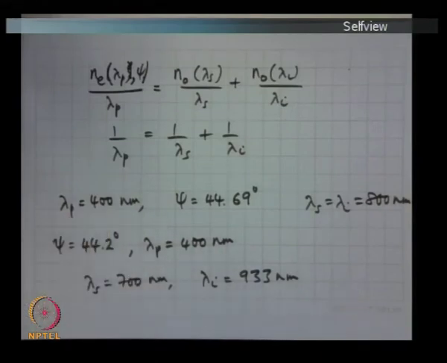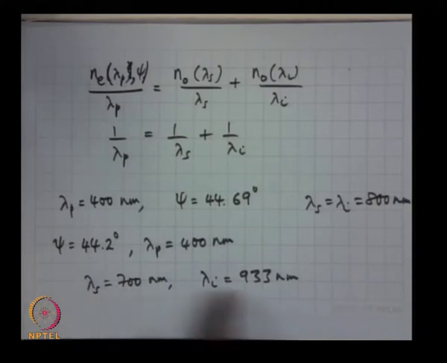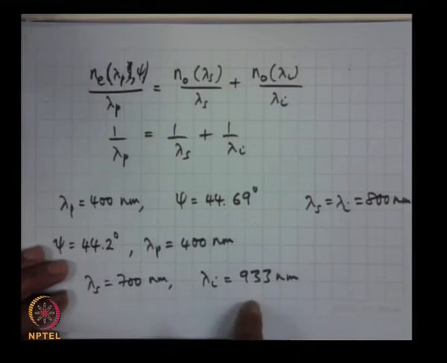If I am talking about these two wavelengths being incident, 700 nanometer and 933, and I want difference frequency generation between these two, then one of them has to be called omega p, and the other one will become omega s.